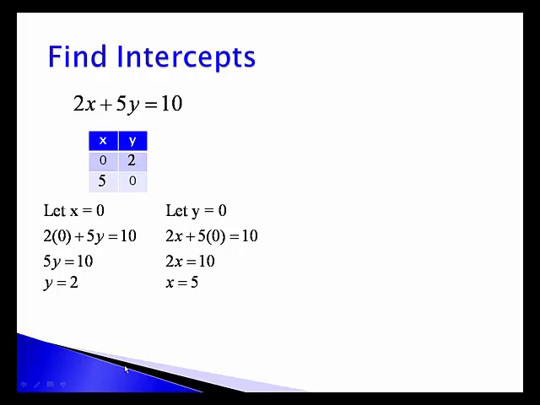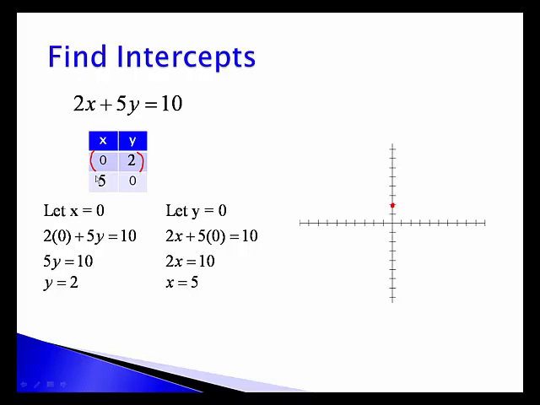So let's see if we can use intercepts to graph this equation. Let me remind you here that this is just an ordered pair of numbers, and we want to plot that point. So 0, 2 would be right here. By the way, that's what we call a y-intercept because our line is going to cross the y-axis right there.